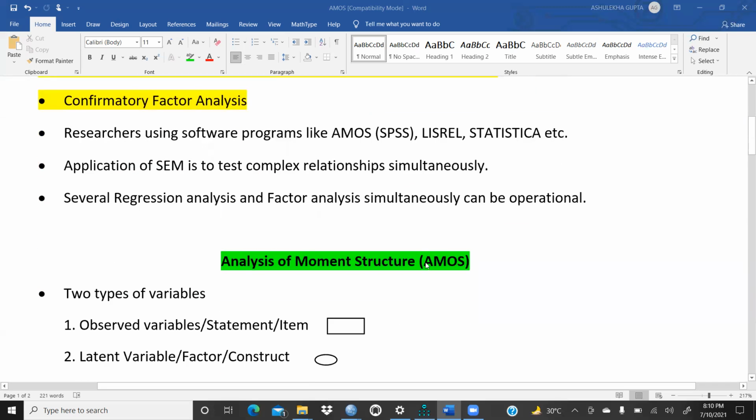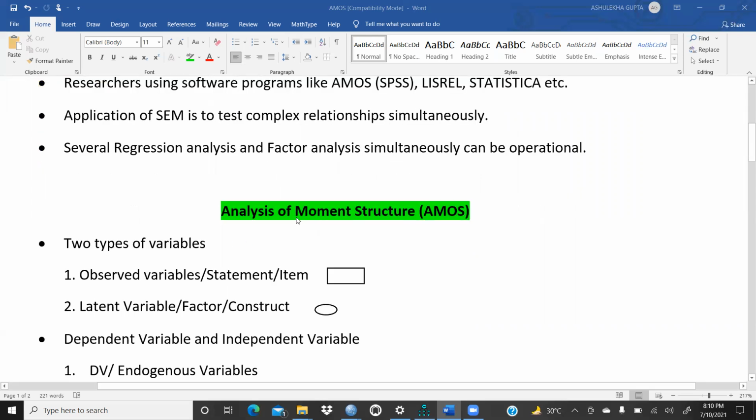Let's come to AMOS. What do we mean by AMOS? Analysis of moment structures. So in AMOS, first we should understand two types of variables. One is the observed variable, statement items. We can call it a statement, or we can call it items. We always reflect it by a rectangle. The second kind of variable is the latent variable, or we can call it factors or constructs. That would be an oval shape, right, in this structure.